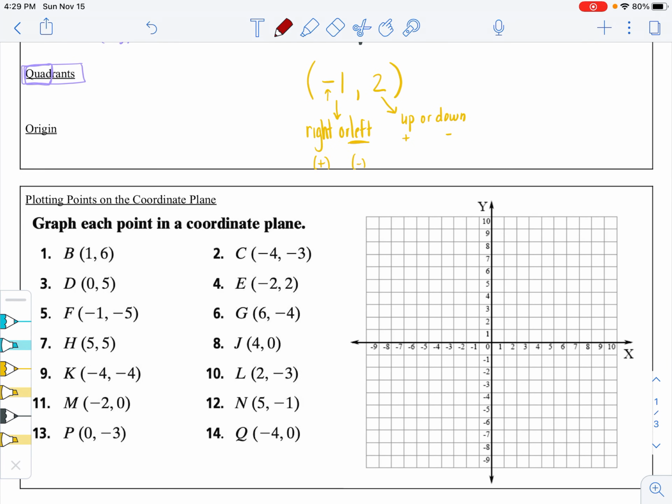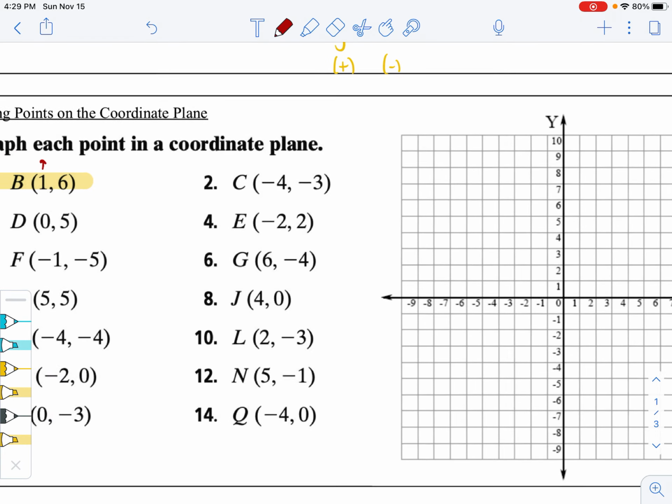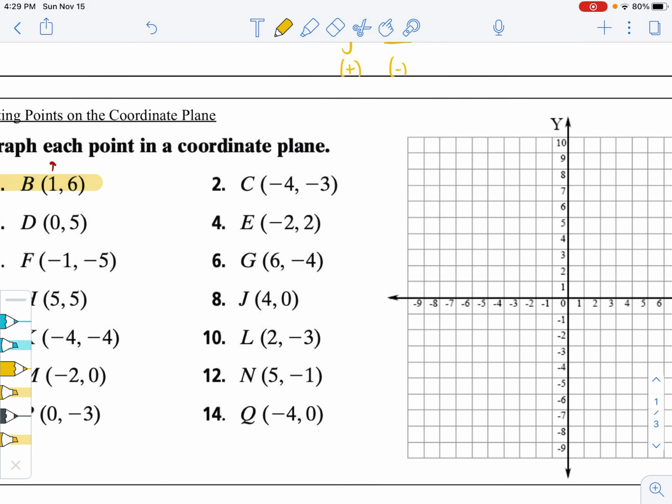Okay, so let's do maybe 1 or 2 examples here. For example 1, we are going to plot the point B where it's (1, 6). So 1 is telling us to go either right or left. We're going to go to the right 1 because it's positive. And then we're going to move up 6, and 6 is positive. 1, 2, 3, 4, 5, 6. So our point goes right here. I'm going to erase the lines that got me there, and I'm going to label it B.